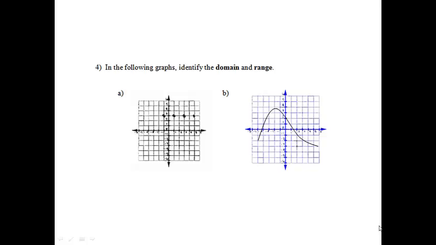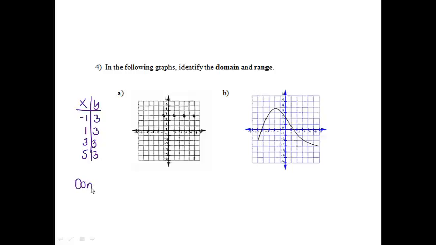Number 4. In the following graphs, identify the domain and the range. In the first one, we are given 4 points. What I'd suggest for this one is before we find the domain and range, let's make an XY table. Okay, this first point goes to the left 1 and up 3, so we're going to label it -1, 3. My next point goes to the right 1 and up 3, so it's going to be 1, 3. My next one goes to the right 3 and up 3, so its point will be 3, 3. And then the last point goes over 5 and up 3, so it will be 5, 3.